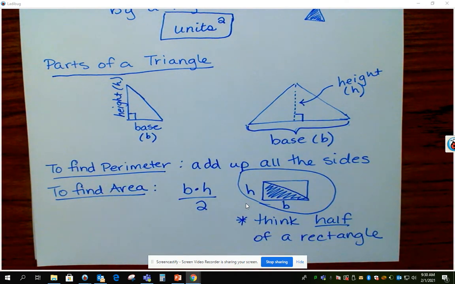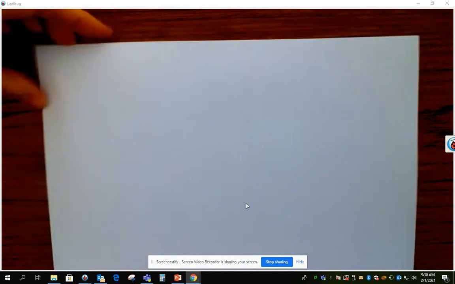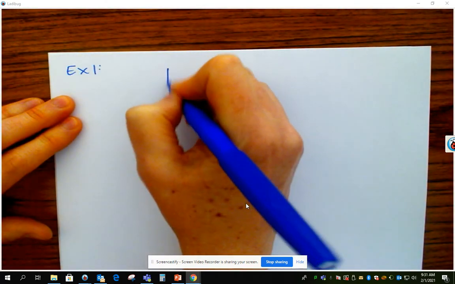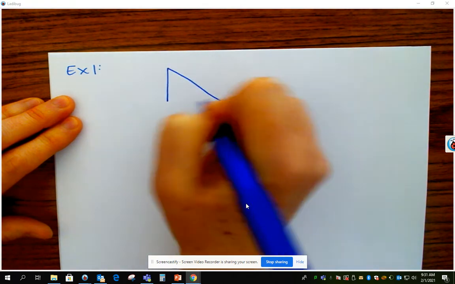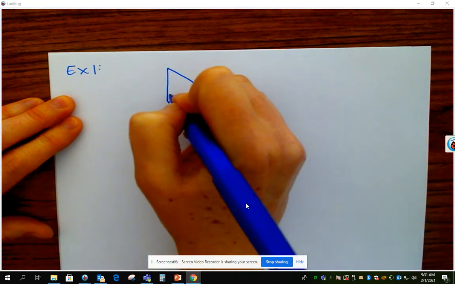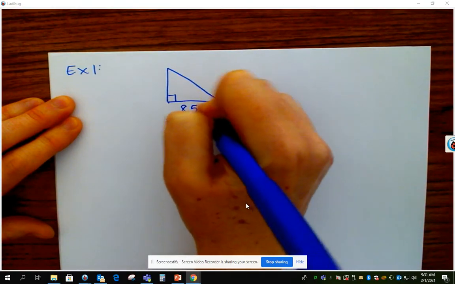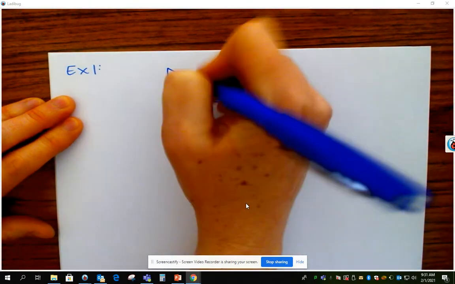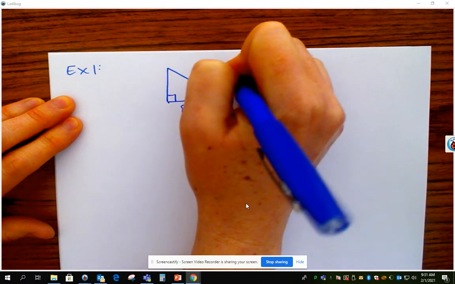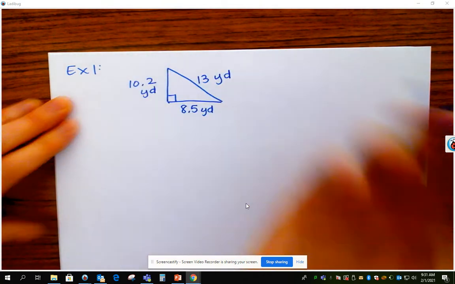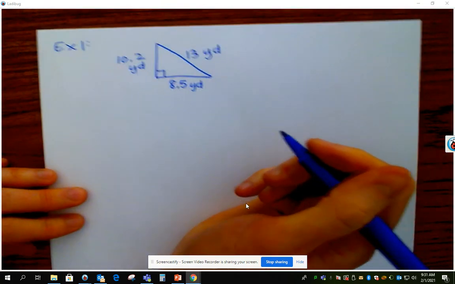All right, so let's do a few examples. On example 1, we have this triangle here with a right angle, and this side is 8.5 yards, this side is 13 yards, and this side is 10.2 yards. So we're going to find the perimeter and the area.